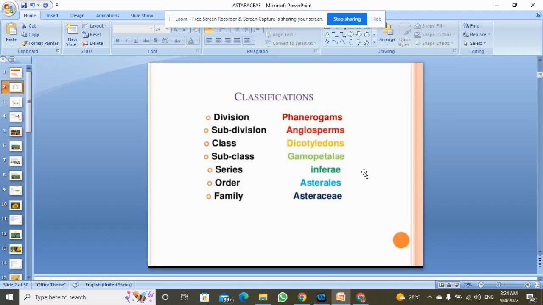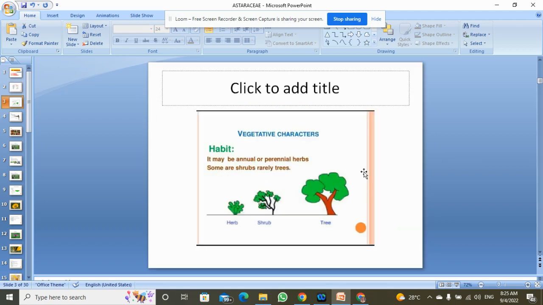As far as the classification is concerned: division angiosperms, subdivision angiosperms, class dicots, subclass gamopetalae, series inferae, order Asteralis, and the family Asteraceae. Then, if you see the vegetative characters, the habit means how it looks. Most of the family members are shrubs and herbs. Most of the plants are herbs with weak stems, and rarely shrubs.